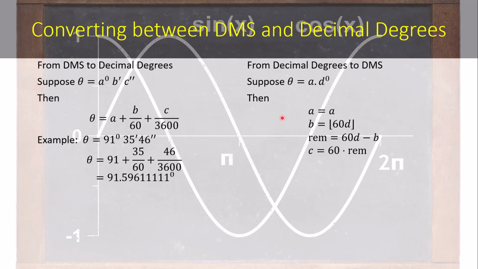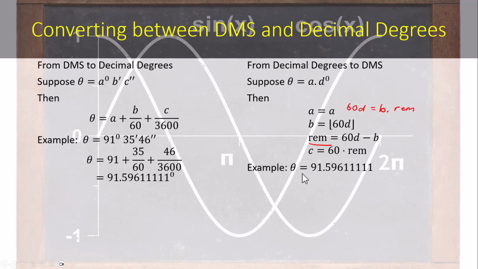For example, if I did 60 times D, I'm going to get B dot whatever I have in the decimal, which I call the remainder, which is what this value is here, and this is how we would compute that. Once I have found that remainder, I can multiply that decimal part by 60, and that will give me C.